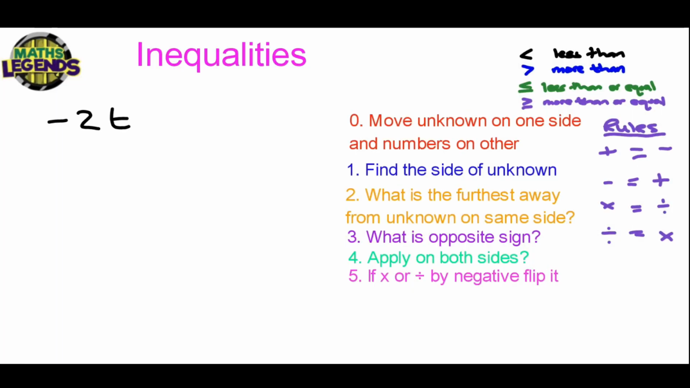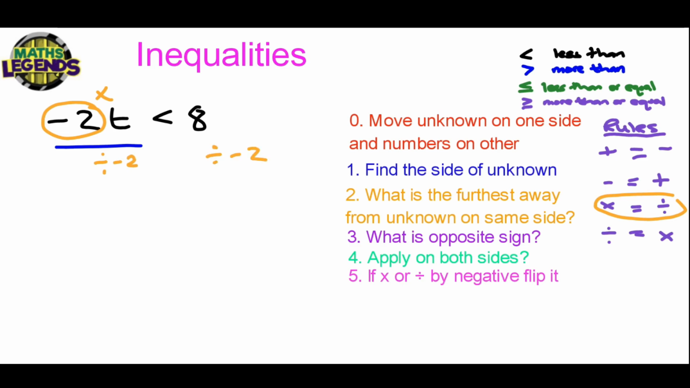Minus 2t less than 8. Now here, t is on one side, it's on the left hand side. And we want to get rid of the minus 2, which is multiplying the t. So we're going to use this rule here, and we're going to divide both sides by minus 2. We then simplify. So minus 2 divided by minus 2 is 1.